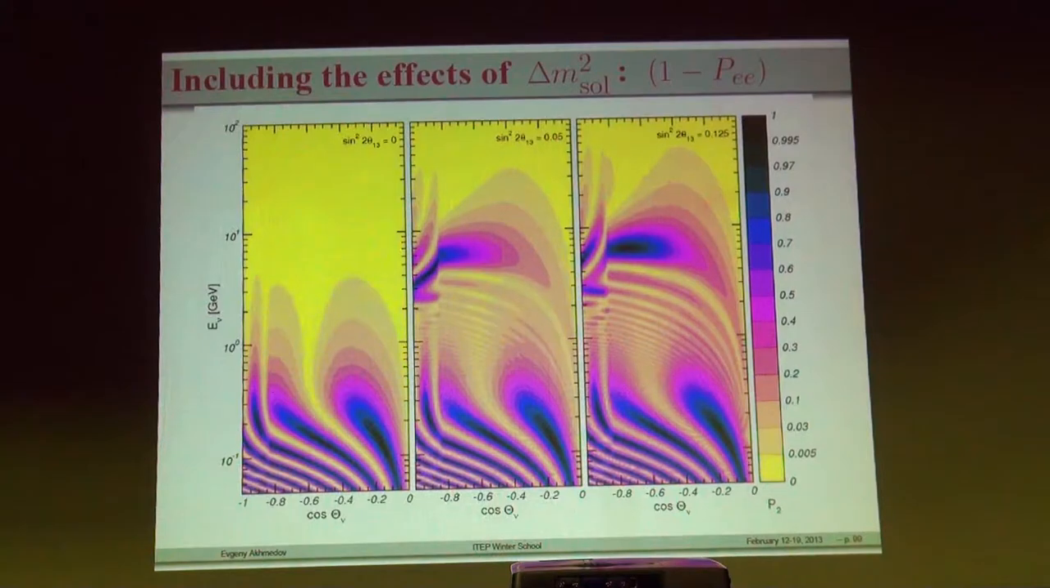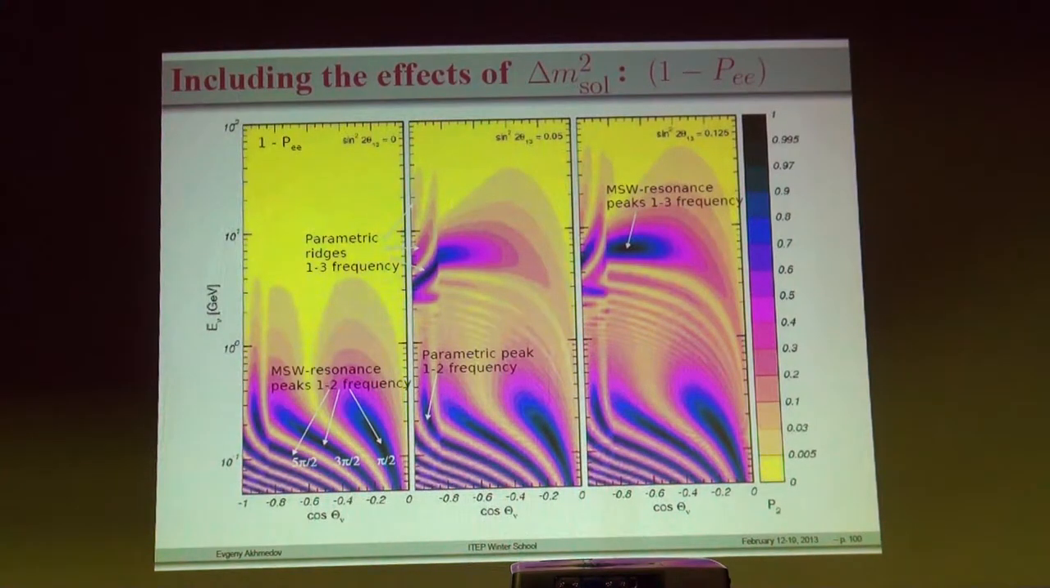This is actually the illustration of these different resonances: the MSW resonance peak, and this is the parametric resonance. Here on the plot, we have the cosine of the zenith angle of the neutrino trajectory in the Earth, which gives you the length which neutrinos propagate in the Earth. And on the other axis, we have neutrino energy. So it's a very interesting structure of resonances for neutrinos propagating inside the Earth.